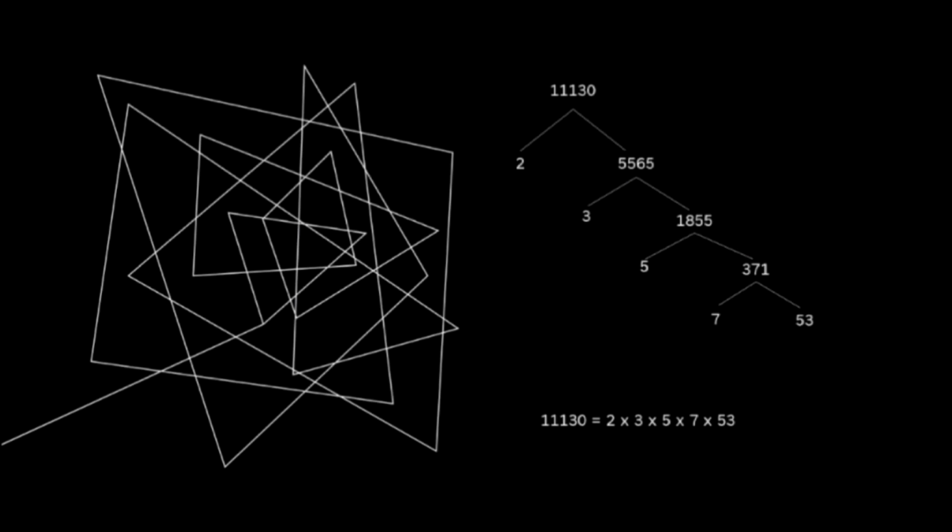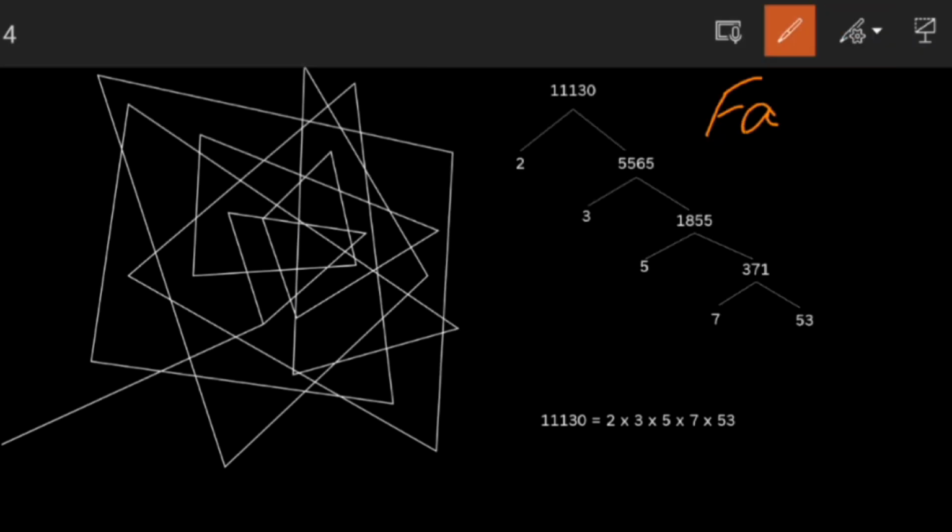In this slide, we have done the prime factorization with the help of the factor tree method, which was done in the earlier classes. You can see that we have factorized 11,130 and made a tree here: 2 into 5,565. Then 5,565 is factorized as 3 into 1855, 1855 as 5 into 371, and 371 as 7 into 53.